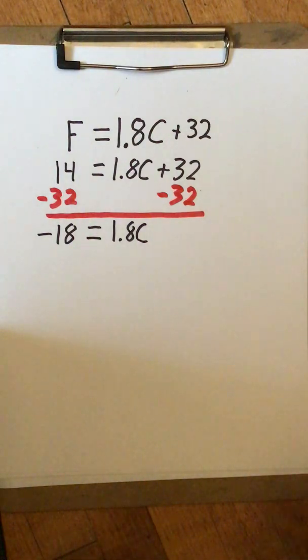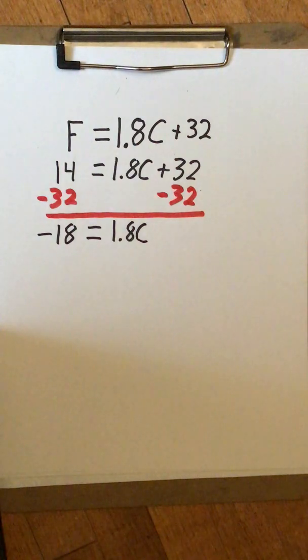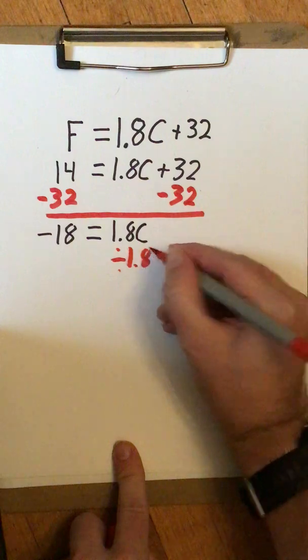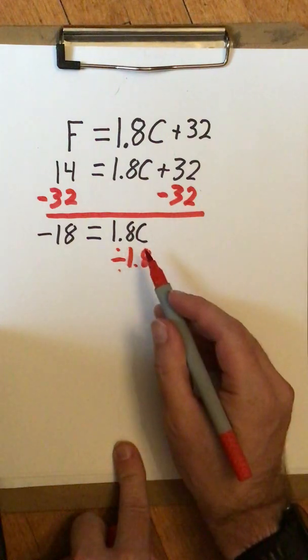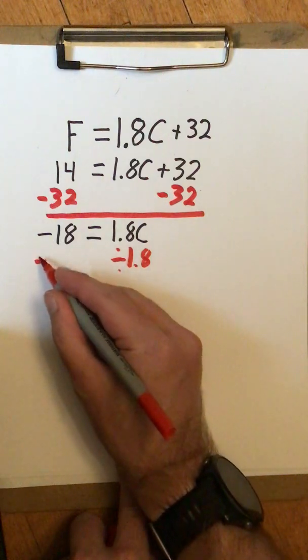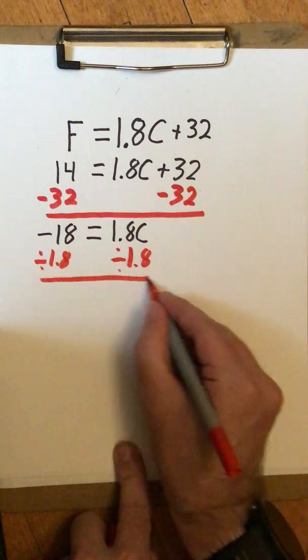So to get rid of multiplication, we do the opposite, we divide. So to get rid of times 1.8, we divide by 1.8. Now if we're going to do that to one side, again, we have to do it to the other side of the equation to keep everything balanced. So over here underneath that negative 18, I'm going to write divide by 1.8. My line here.